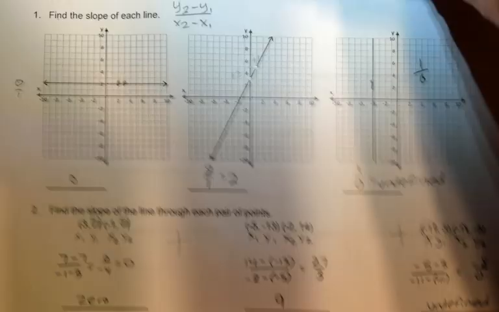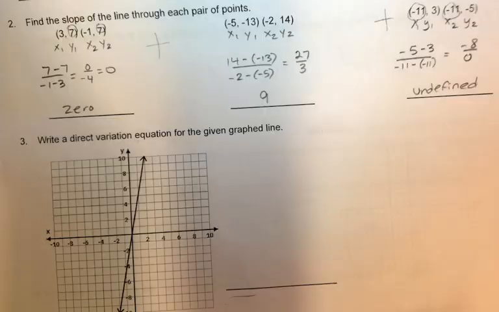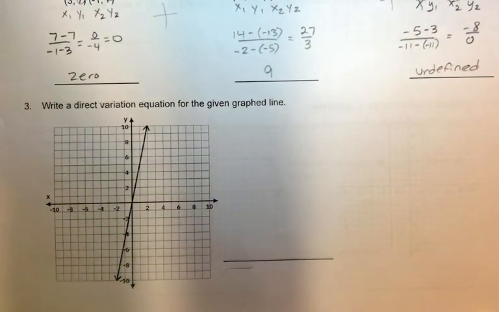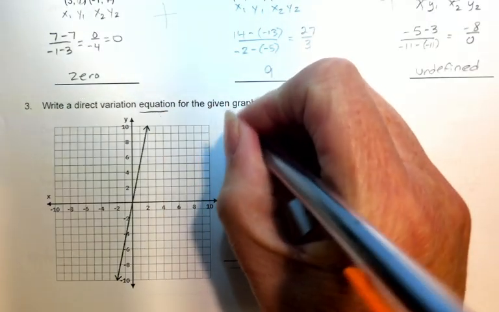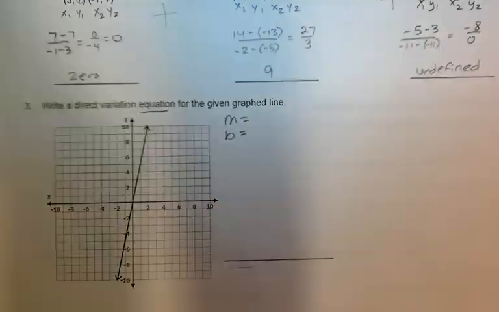All right. Next question, number 3, says, write a direct variation equation. So we need to make sure we're paying attention to what it's asking for the given graph line. So we're not just finding slope this time, we're finding an actual equation. So when you write an equation, you need to find the slope and the y-intercept.